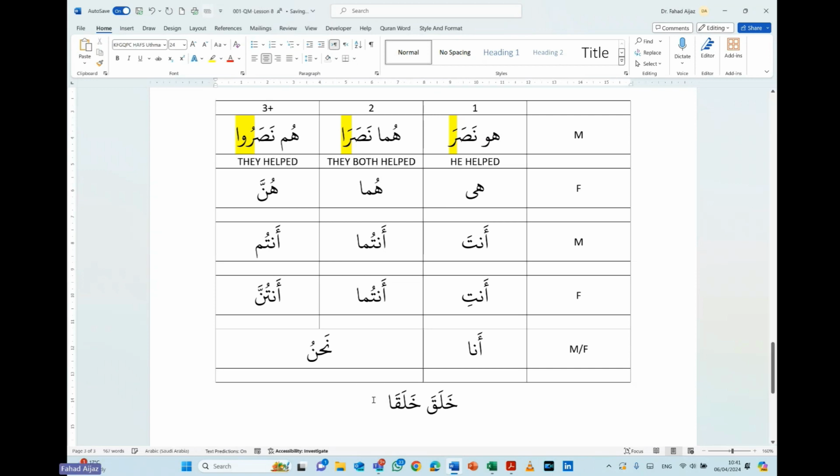If we go to our khalaqa mapping, there's khalaqa, and then khalaqu. Khalaqa means he created. Khalaqa means they both created. Khalaqu means they all created. Nasara means he helped. Nasara means they both helped. Nasaru means they all helped, or they helped. Okay?